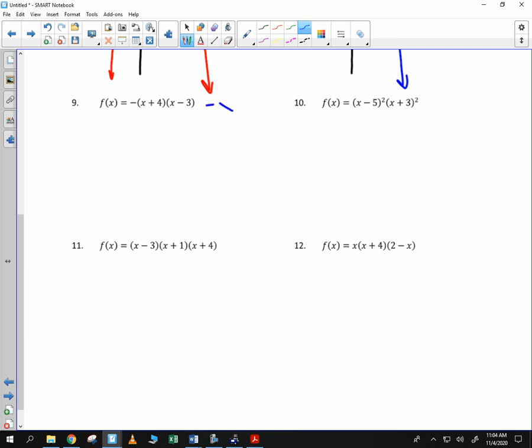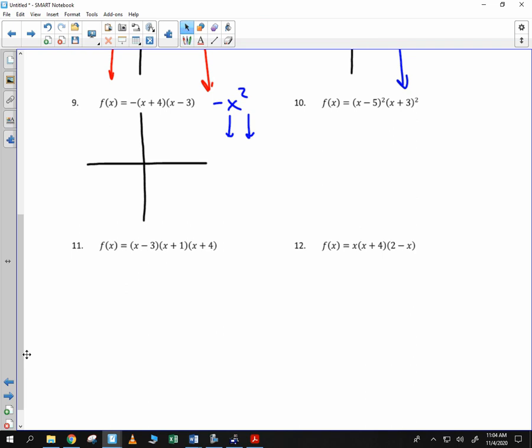Multiplying this out, negative x cubed, it ends down because it's negative, because it's odd. Oh, sorry, that's not negative x cubed, it's negative x squared. Just a negative x squared. So because it's negative, it ends down, and it starts and ends in the same direction because it's even. Going to go ahead and mark negative 4. And 3.